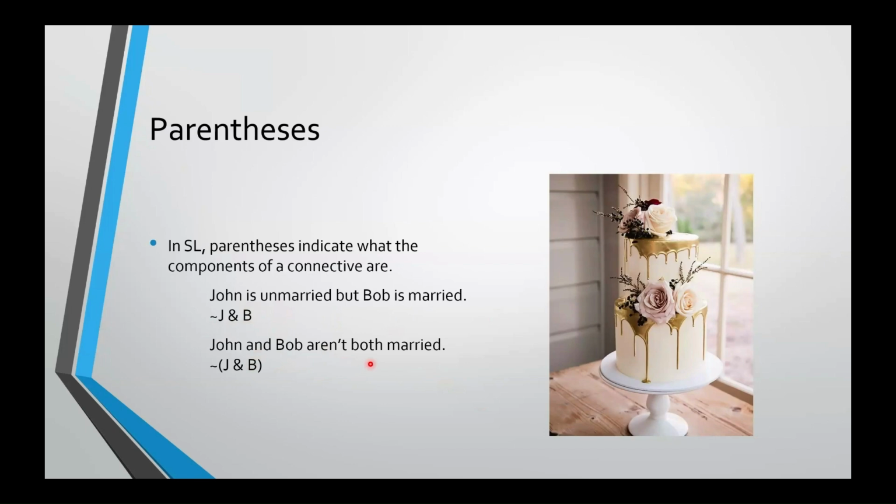So you will have John and Bob are married, right? John is married and Bob is married. And then you want to negate that. And the way that you indicate that what you're negating is this entire conjunction is you put parentheses around it. And then you have the negation in front of that whole thing with the parentheses. So that's what the parentheses are for.